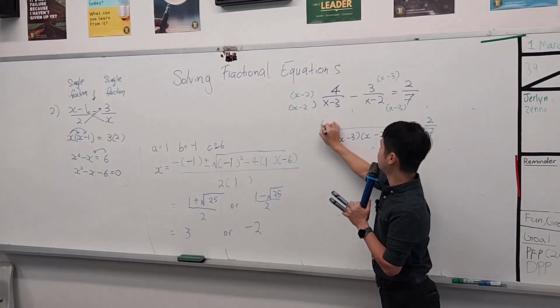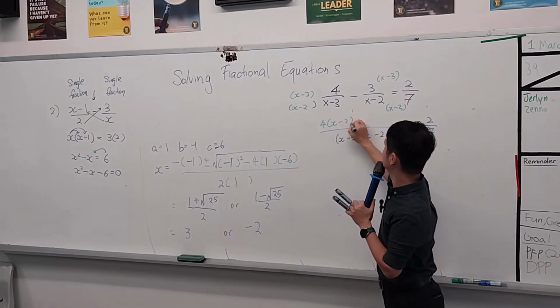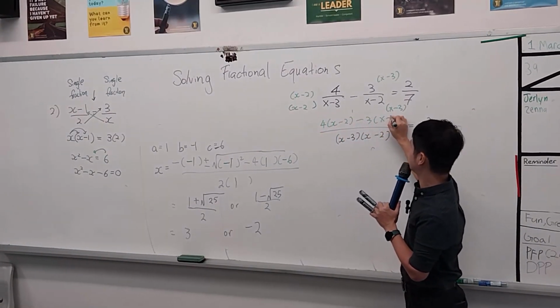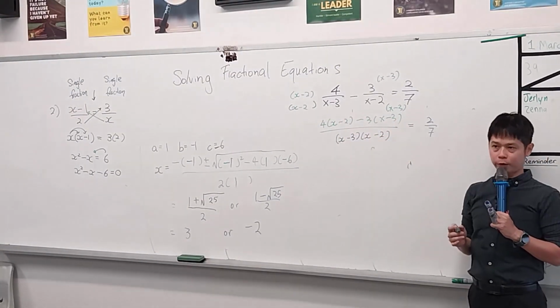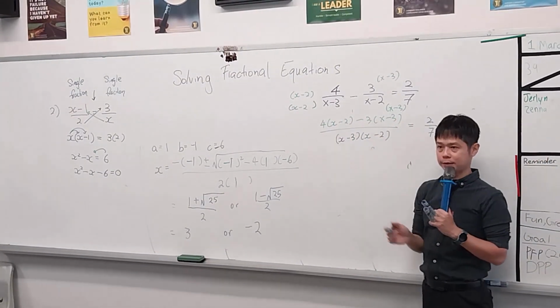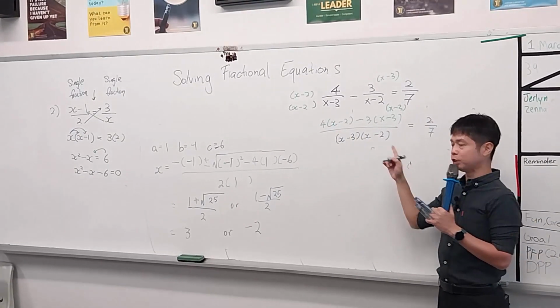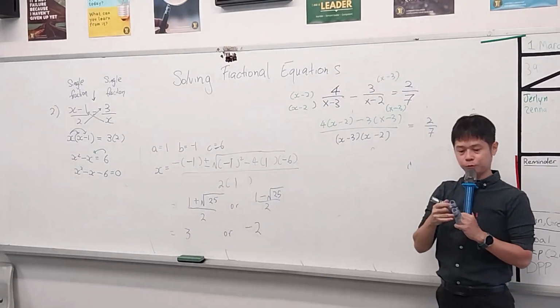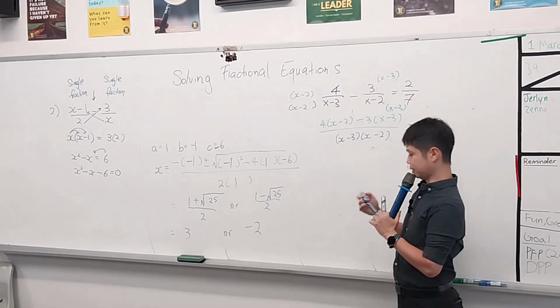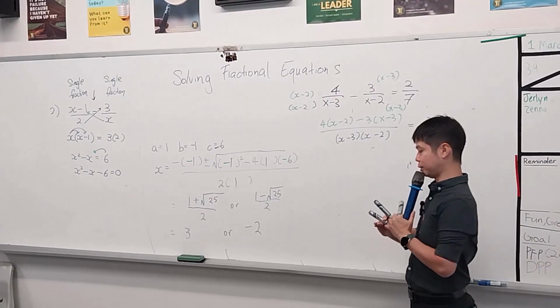So in this case, we have 4 bracket x minus 2 minus 3 bracket x minus 3. My second step is always to form a common denominator straight away, and then I fill in the green part. This will help us see better that the minus later will become a plus, which is a common error.